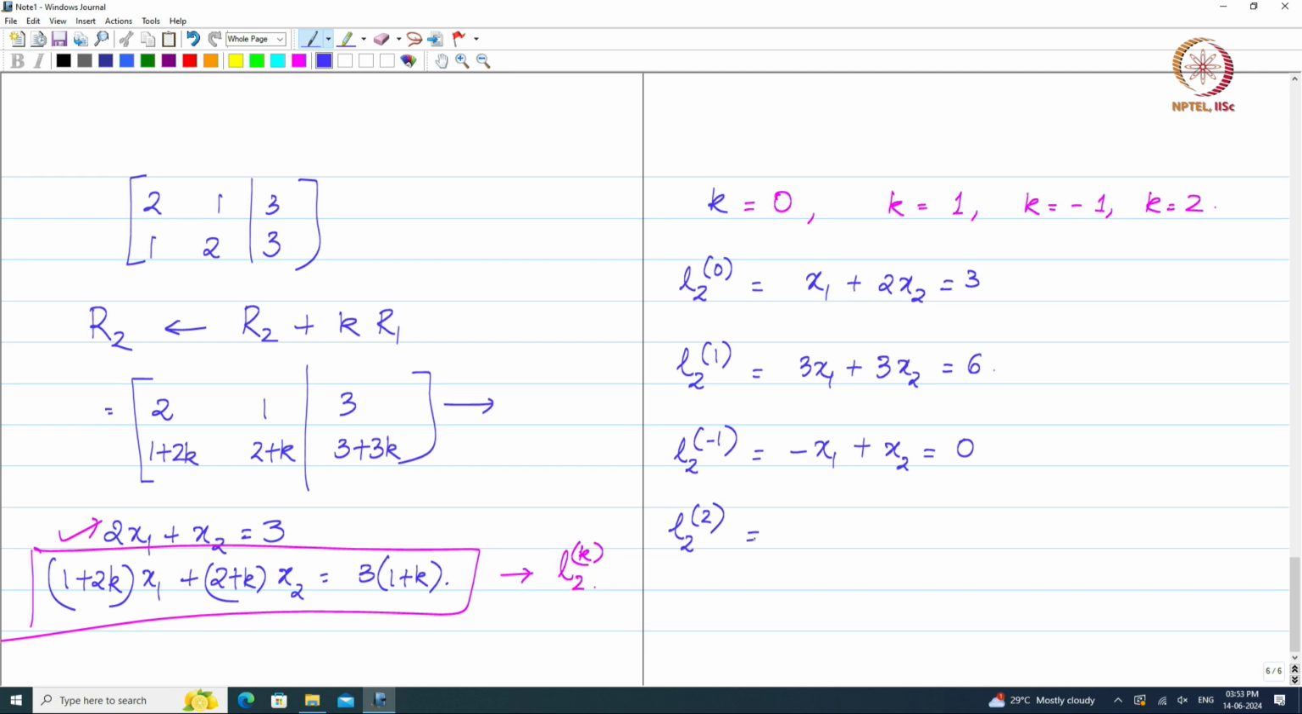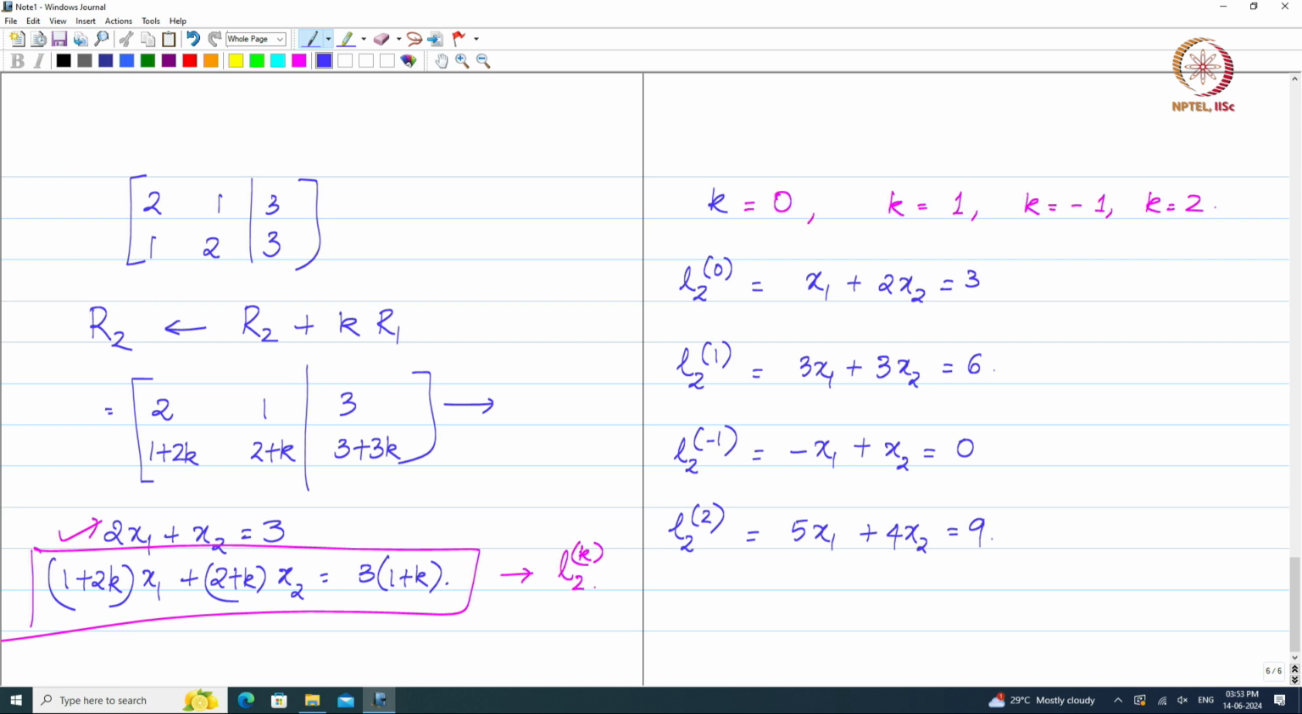L2 of 2 is going to be even different. So, it is going to be 1 plus 2 into 2, that is going to be 5x1 plus 4x2 is equal to 3 into 1 plus 3, 1 plus 2, which is 3 into 3, which is 9. So, these are all the lines that we get.